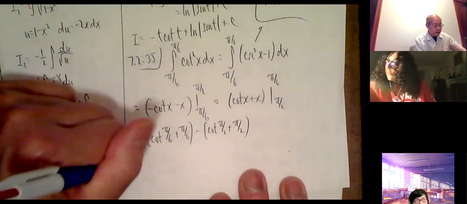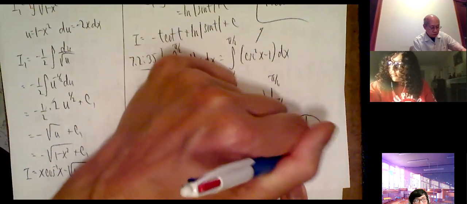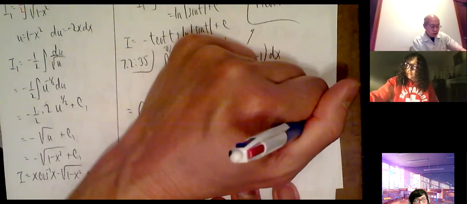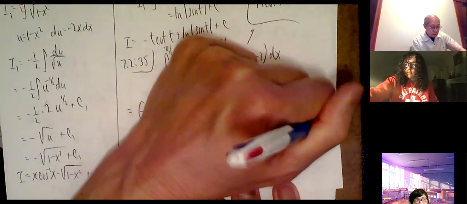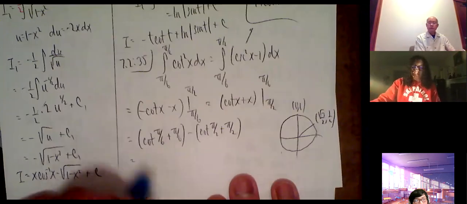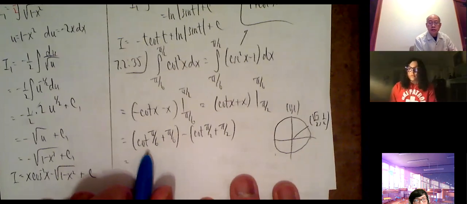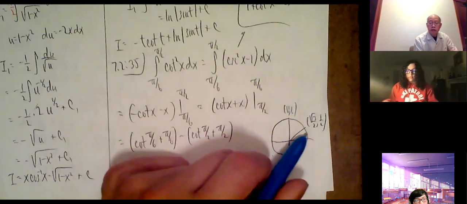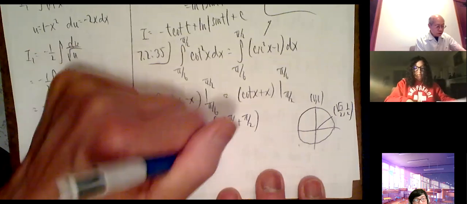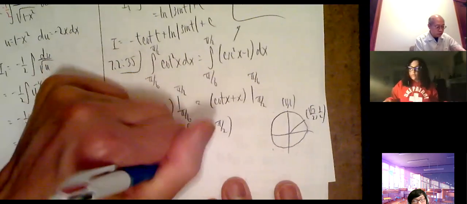Cotangent is cosine over the sine. And pi over 6 is 30 degrees. This is radical 3 over 2 comma 1/2. This is 0 comma 1. So cotangent, you can say x over y, or cosine over sine. So that divided by that is radical 3 plus pi over 6. Okay, cotangent cosine over sine, or x over y, that's 0 plus pi over 2.